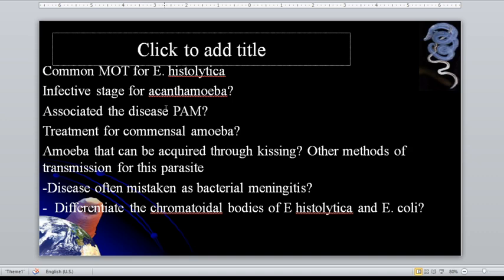Differentiate the chromatoidal bodies of E. histolytica and E. coli. For E. histolytica, they have round, blunt ends. How about for E. coli? Splinter-like pointed ends.